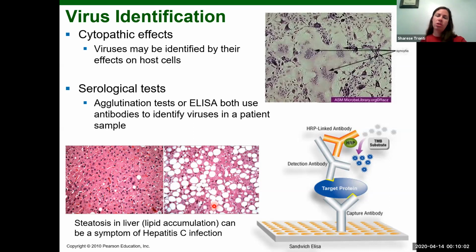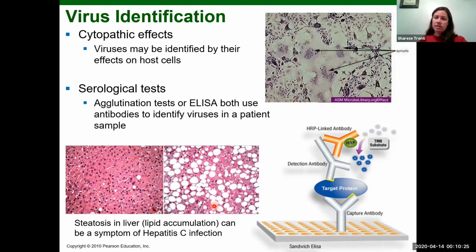There are also a couple of serological tests that you can do. So agglutination tests, of course, you're just going to take antibodies against that virus, take the patient sample, add it, and if the patient sample has antigen for the antibodies that you have, then you will see agglutination. Remember, that's just clumping, so they're all going to clump together.